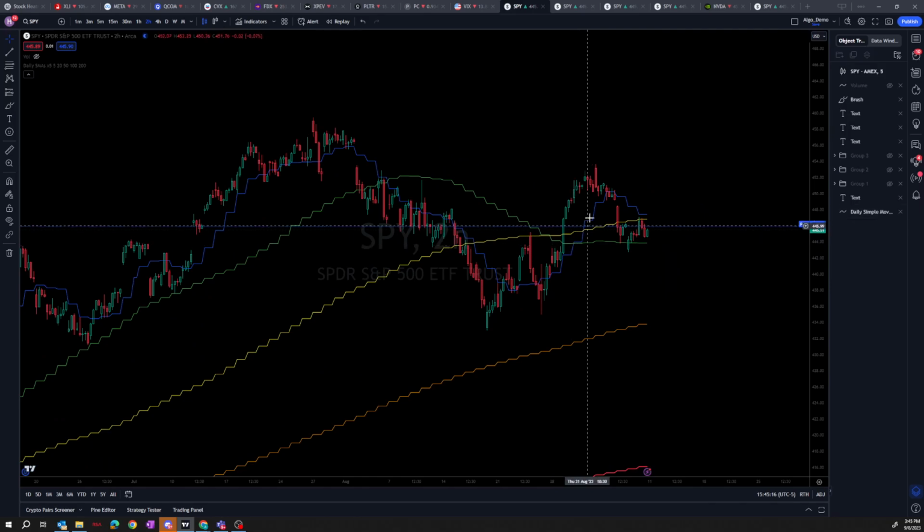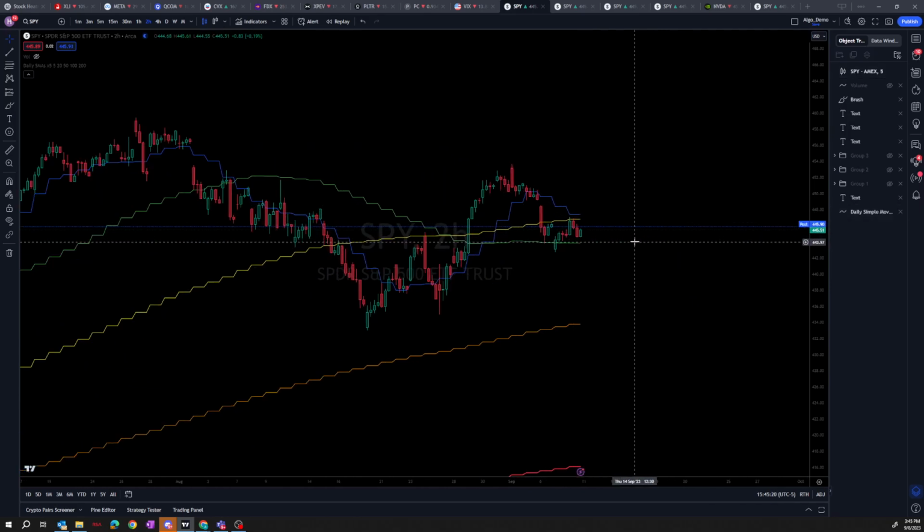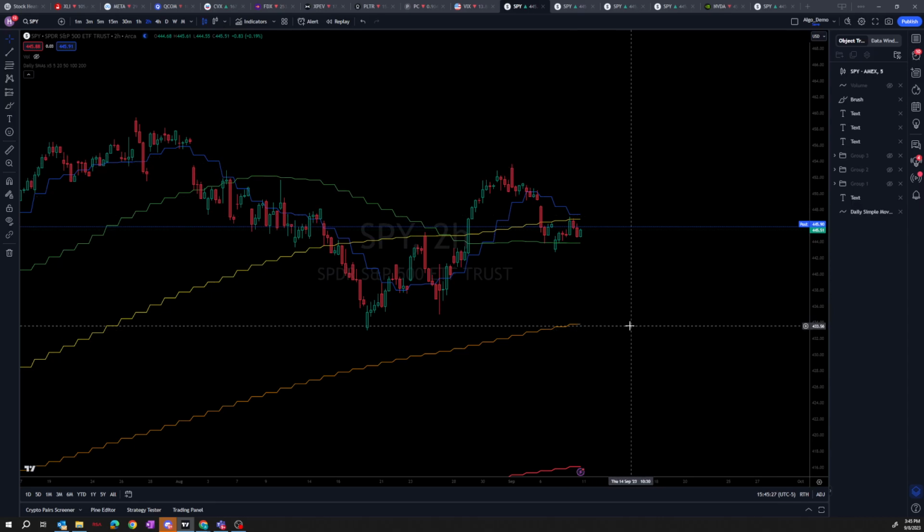Right now, the 5 is above the 20. It's possibly going to cross back under, but what kind of structure do we have that could prevent that? We have an inverse left shoulder, a head, and an inverse right shoulder that could push it above it.